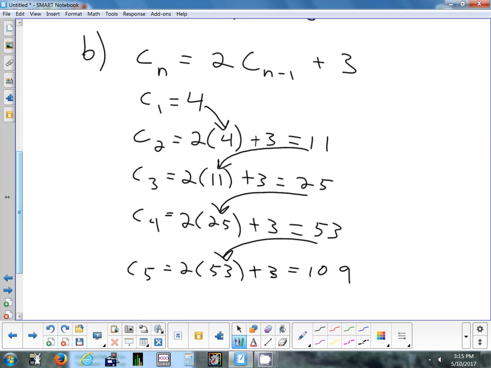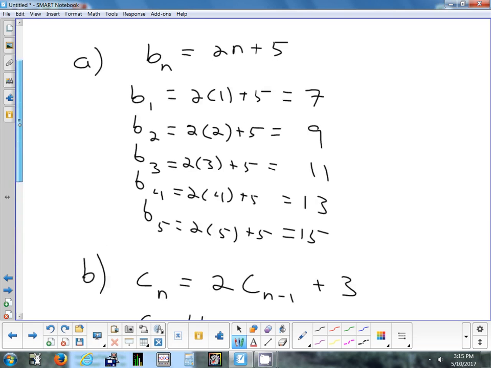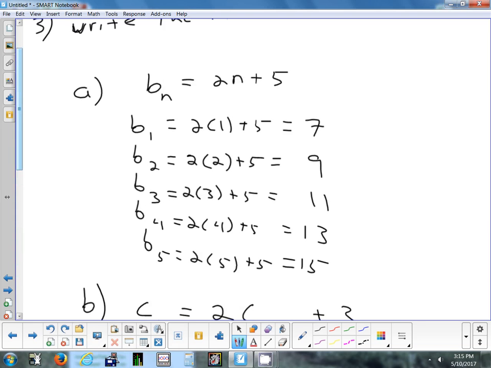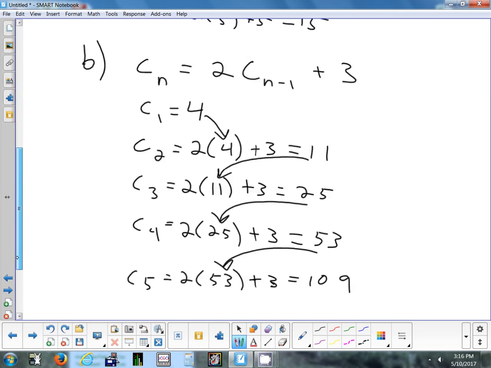So the disadvantage to the recursive one is that to get every term, you need to know the one before it. With an explicit one, you don't. I could jump right to the 50th term if I wanted. Just plug in 50. It would be 2 times 50 is 100, plus 5, 105. And I didn't have to find the 49th term to get the 50th. I can find anything I want. That doesn't work that way with recursive.